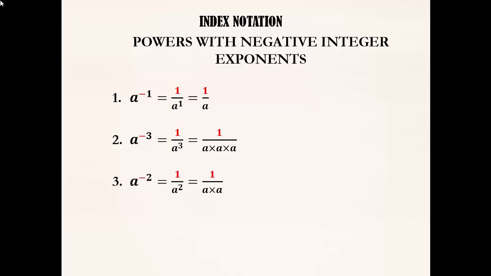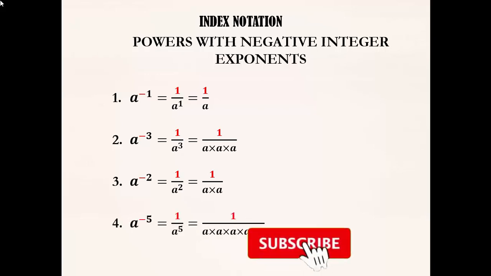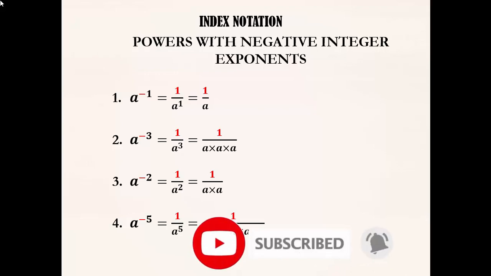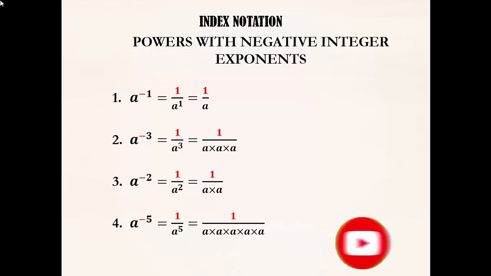a to the power negative 2 also represents 1 over a to the power 2, which is going to give you the answer 1 over a times a. And similarly, a raised to the power negative 5 simply gives you 1 over a to the power 5, which is also going to be equal to 1 over a times a times a times a times a. That's 5 times. So you can always view the negative sign to mean the reciprocal, and by so doing, we end up putting 1 as the numerator and, of course, the positive power as the denominator.